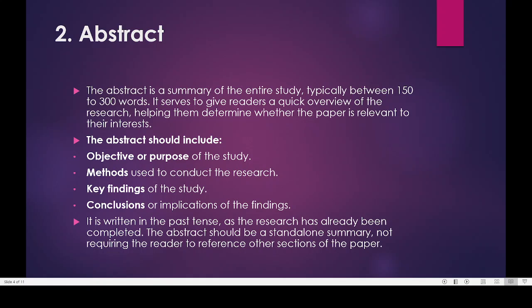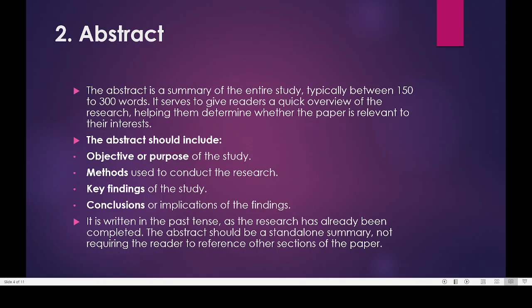By simply going through the scientific summary of the paper, we should be able to get a quick idea of what our research was, what the major points are that will be discussed in that research. So abstract should include the objective or purpose of the study. In a good abstract, we have to mention the objective or purpose of the study, then a brief idea, maybe in 1 or 2 sentences, of the methods.